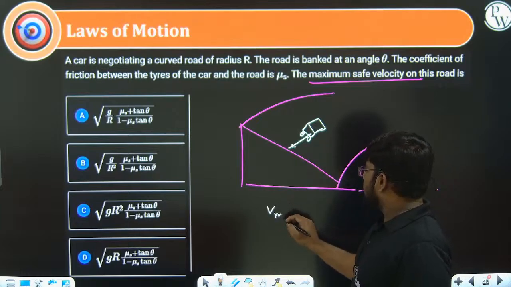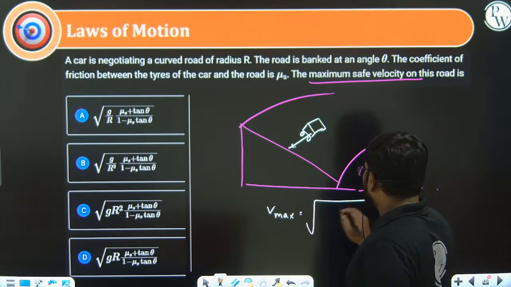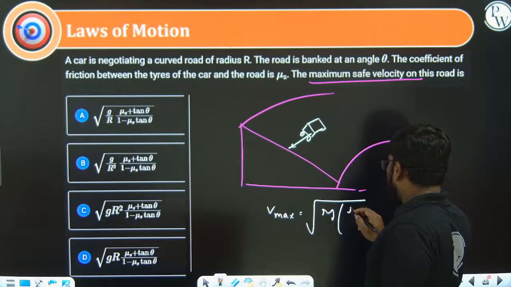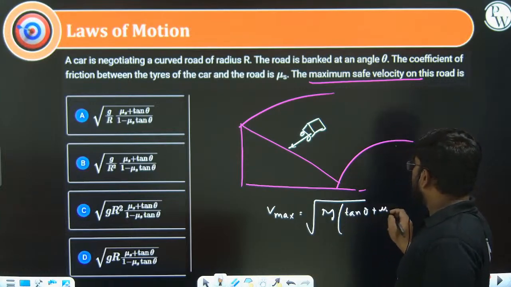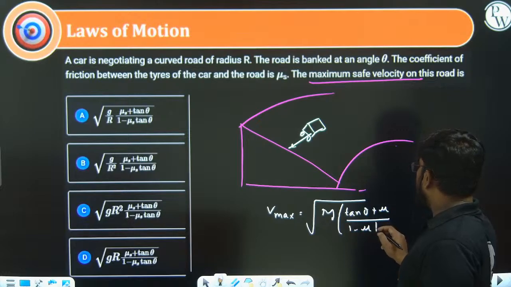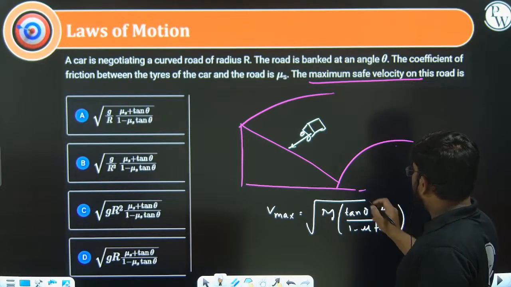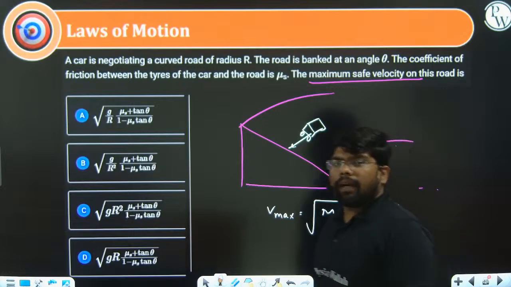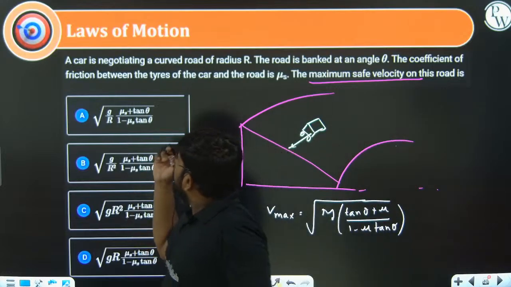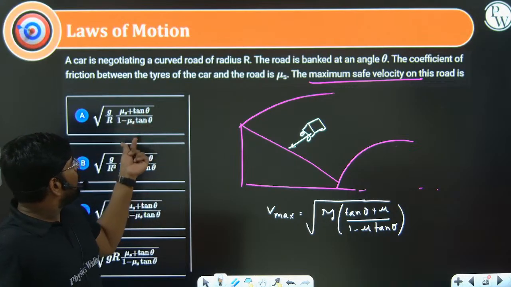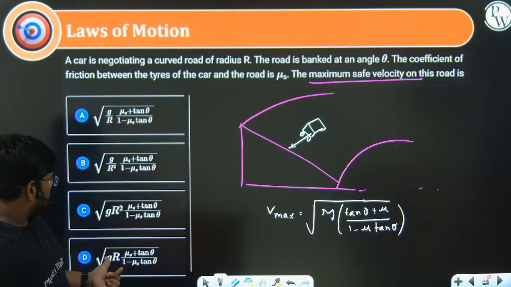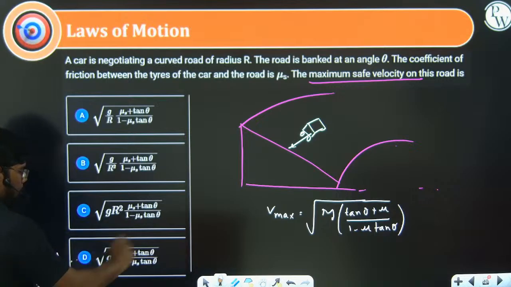So V max and V min, we have two results. Root of Rg, again tan theta, we can remember it as a simple formula. Tan theta plus mu by 1 minus mu tan theta is the maximum safe speed. And for minimum safe speed, what will happen? Here minus in the numerator and plus in the denominator will be coming. They're asking to find the maximum safe speed here, so we should have plus in the numerator and root Rg should be there. This is what the result is.